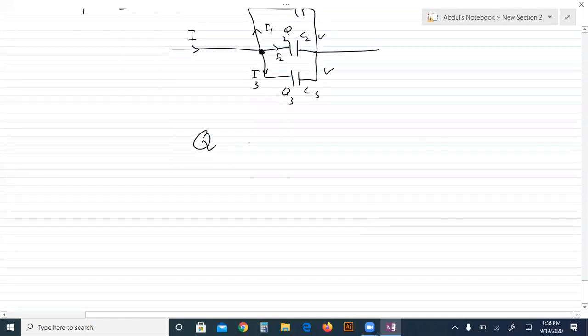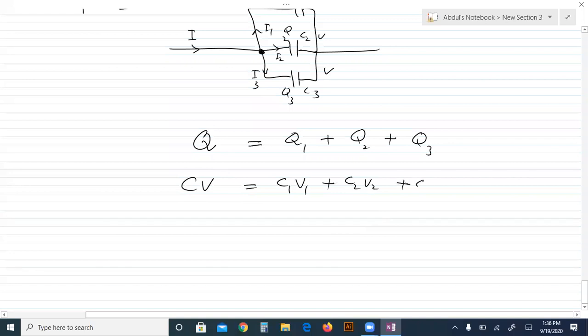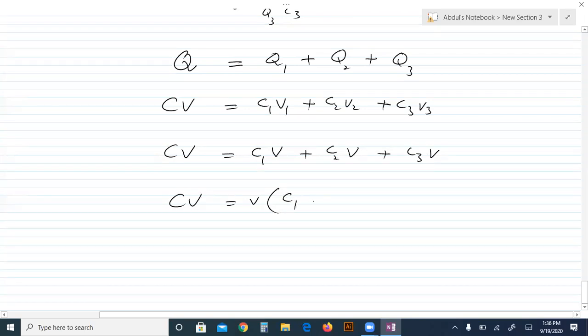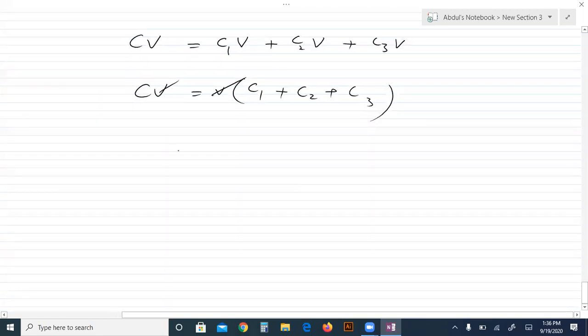So the total charge supplied by the source is Q1 plus Q2 plus Q3. Now Q is equal to CV. It will be C1V1, C2V2, C3V3. Since the voltage in parallel is the same, it is C1V, C2V, C3V. So CV equals V common times C1, C2, C3. We cancel V, so the total capacitance in parallel is C1 plus C2 plus C3 and so on.